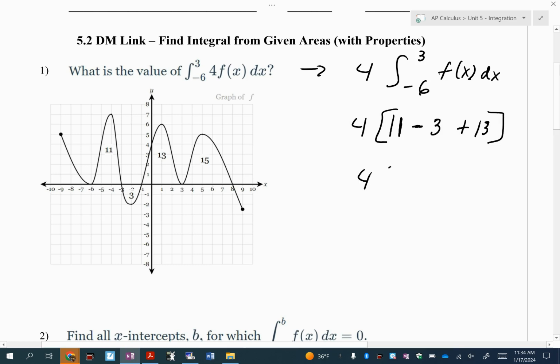All right, so what is 11 minus 3? 8. What's 8 plus 13? 21. And what is 4 times 21? 84. So this integral is equal to a value of 84.